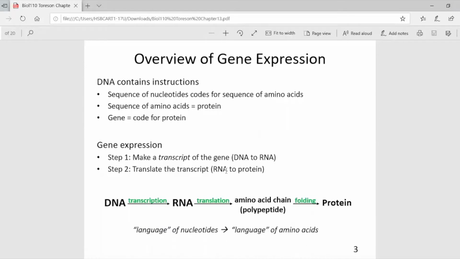The second step in gene expression is translation. The RNA transcript is translated into a polypeptide. We are going to go over these two steps, transcription and translation, in the following slides.